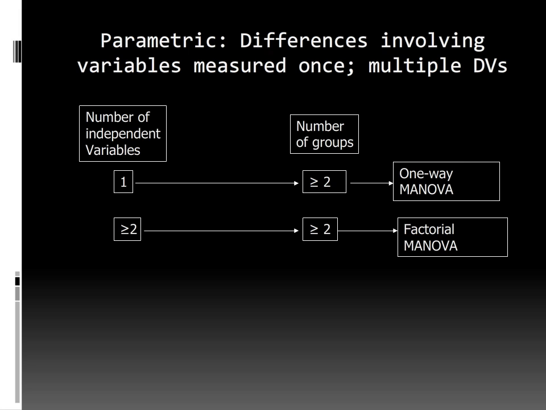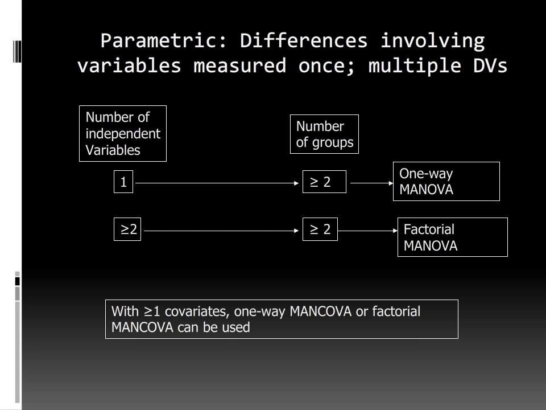Our independent variables would be age, and that has 3 levels, and gender, which has 2 levels. And our dependent variables would be intrinsic motivation, introjected regulation, and external regulation. Therefore, we would need to run a factorial MANOVA. If there were one or more covariates, one-way MANCOVA or factorial MANCOVA can be used.